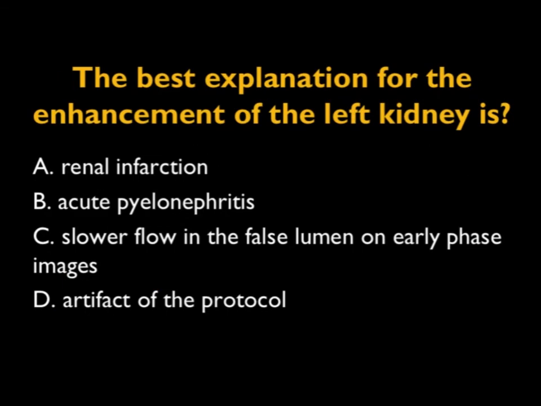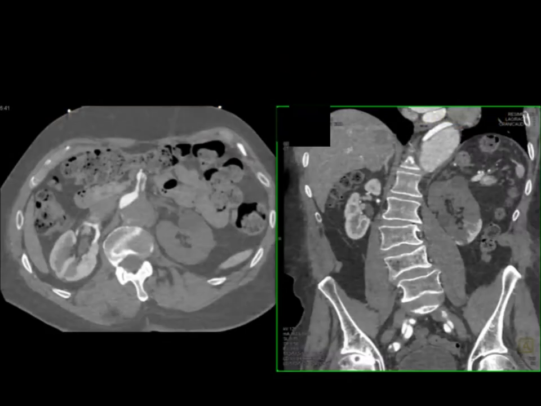In this case, I asked for the best explanation for the enhancement pattern of the left kidney. If you look at the left kidney, what you can see quickly is that there's only minimal enhancement in the lower pole on the left. There's normal right renal enhancement. When you look at the aorta on the axial images, you see a dissection which actually extends into the patient's SMA. So what are we dealing with?